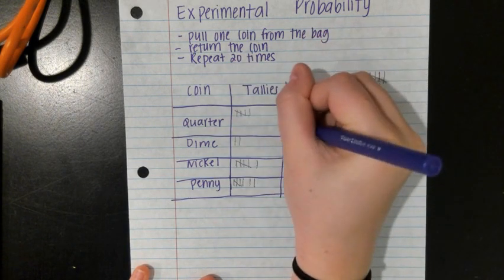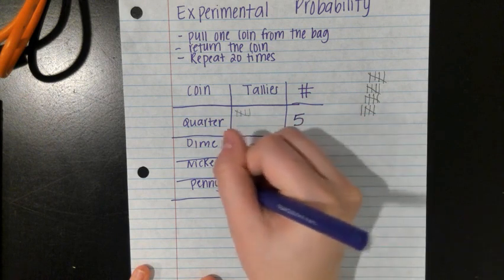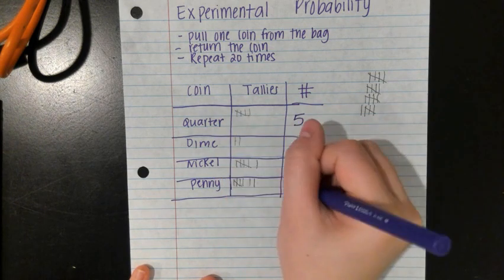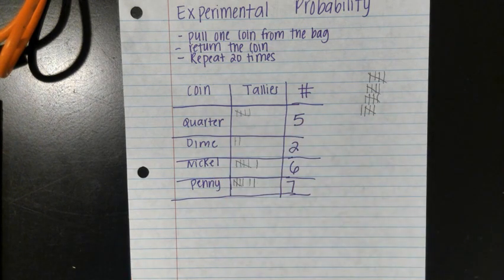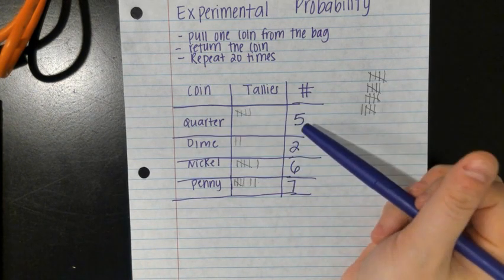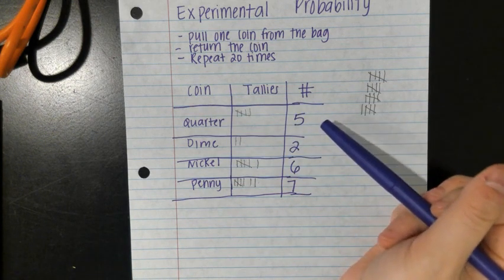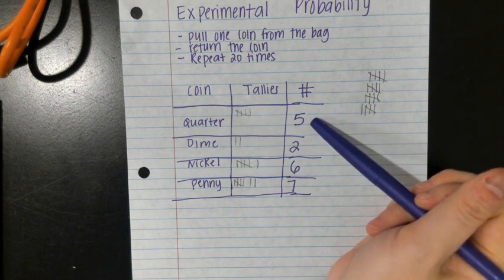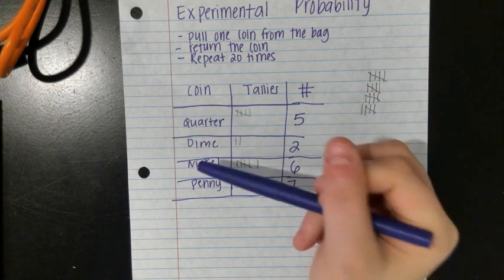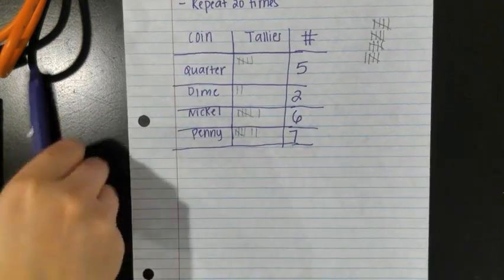And that was 5, 2, 6, 7. Okay, so these numbers here represent not the number in the bag, but the number of times I pulled that coin. So for a quarter, I pulled it 5 times, dime I pulled 2 times, nickel I pulled 6 times, and penny I pulled 7.